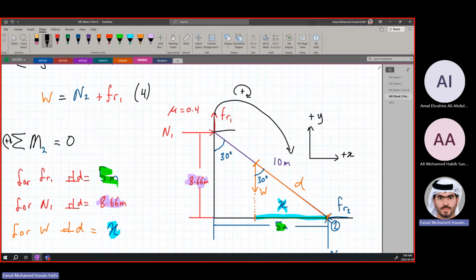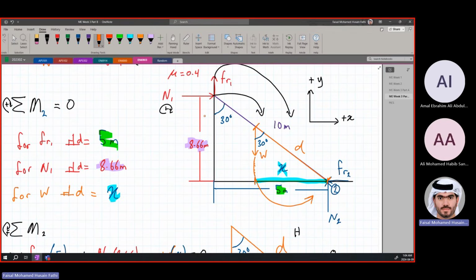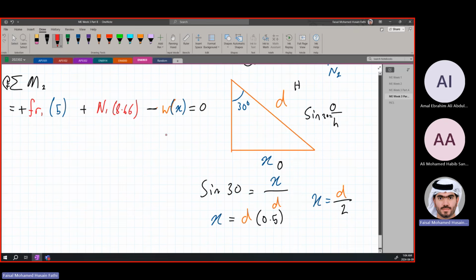Again, we're going to look at N1. It's going in the same direction, so N1 is also going in the positive direction. So this is plus. Lastly, W is going in the opposite direction. So W is going in that direction. This is in the counterclockwise direction, so it's negative. So we have minus W times X. And this is our final equation.